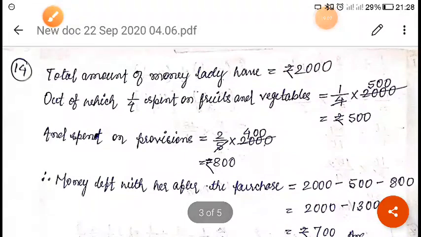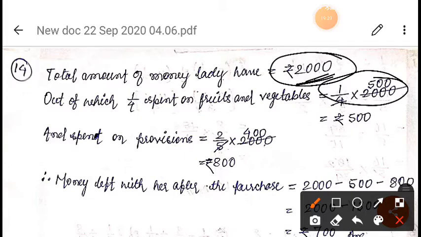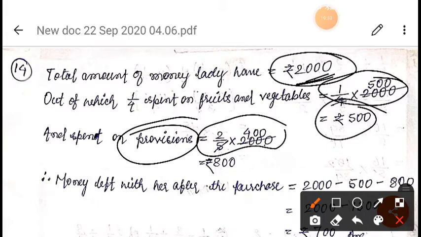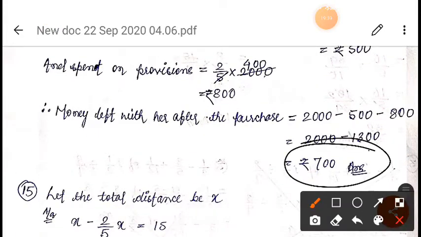Now question number 14. The lady went to the market with 2000 rupees. With this 2000 she spent 1 by 4th on vegetables and fruits, which means 500 spent on fruits and vegetables, and the rest on provisions, which is 2 by 5th, which is 800. We add these two, it will be 1300, and subtracting from 2000, we get 700 rupees left in her hand, right?